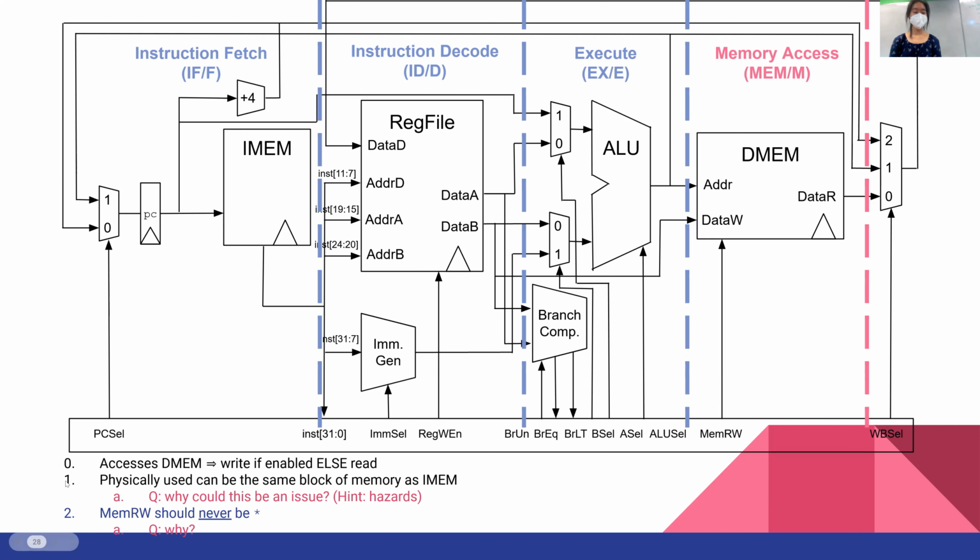Okay, so I'm going to skip over bullet point 1. This is under the assumption that we've covered all of pipelining already, which we have not yet. But the last question is, okay, memory write, read write. Why should it never be star or don't care?